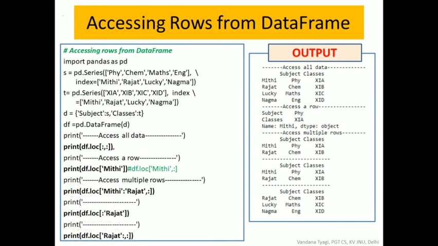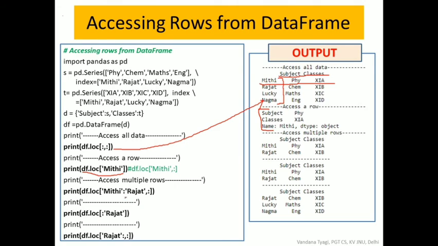Now this loc colon comma colon will display the complete data frame. So all columns, these are two columns, subject and classes, and these are the four indexes which we have created for the student names Mithi, Rajat, Lucky and Nagma. Then when we access a single row, that is df.loc Mithi, only Mithi's record is extracted. So we get subject as physics and class as 11th A. Subject and classes are displayed for Mithi only.